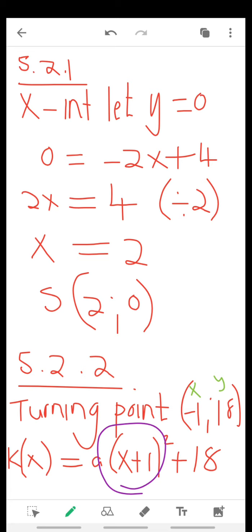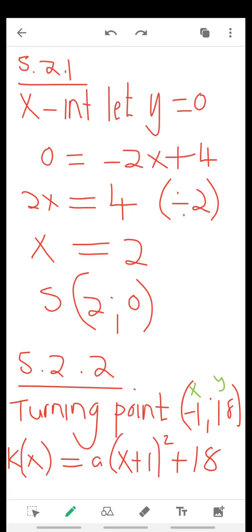Remember, if I were to solve for x there, x plus 1 equals 0 will then become x equals minus 1, right? So please make sure you don't write x minus 1, because when you solve for x, it won't give you minus 1. It will give you a positive 1. And then 18, you write it as it is. This is plus 18, and I have a plus 18.